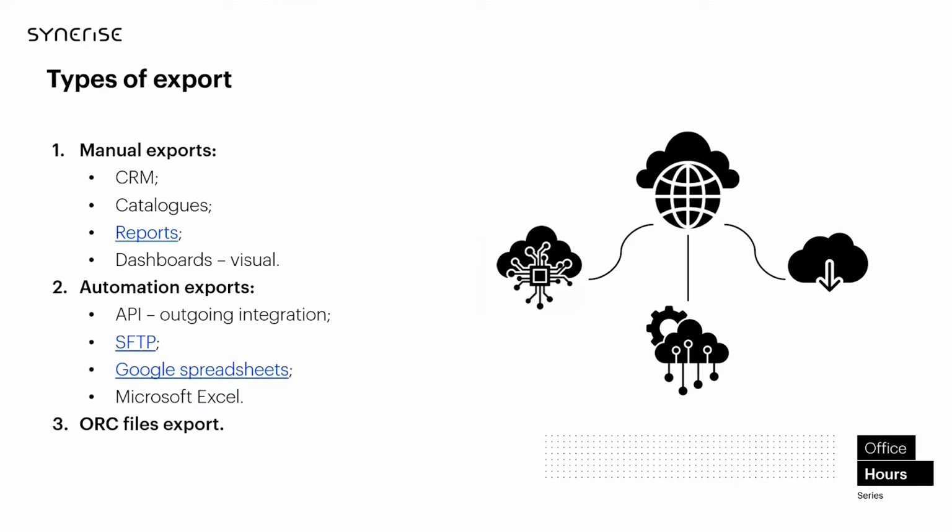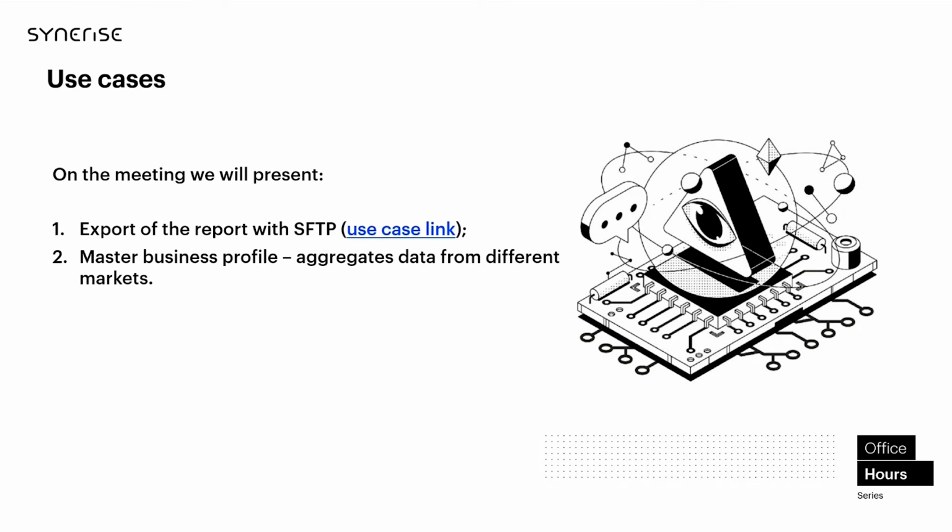Apart from that, we had a third type of export, which is ORC files export, but I won't talk about it during this session. I will focus on the automation exports here. And our meeting won't be a presentation itself, because I would like to show you how those exports are performed in Synerise. So we will focus, in the first place, on exports of the reports with SFTP.